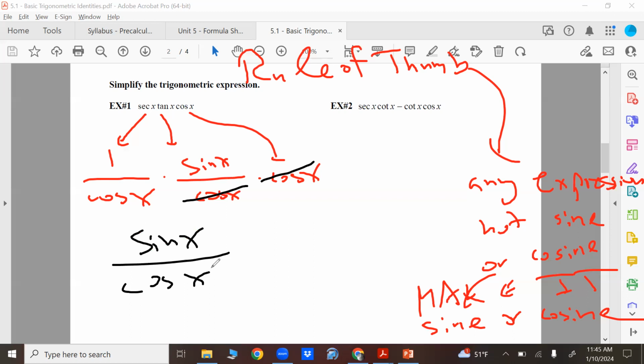Now look back at your formula sheet. What's sine over cosine according to your formula sheet? And done. Is that more simplified than the original? Totally. And that's the whole point. We want to make this look simpler.